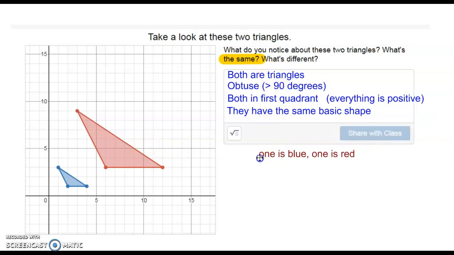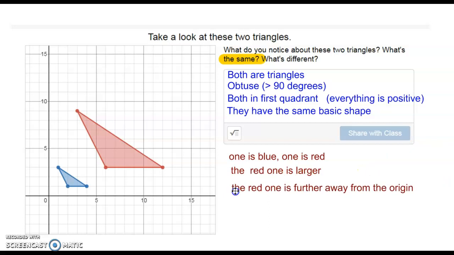What about what's different? Well, obviously one is blue, one is red. You can write things like that the red one is larger. Maybe you could explain to me in what way it's larger. And then you might notice that the red one is further away from the origin. This is an important observation. See how this is close to the origin, this is further away.